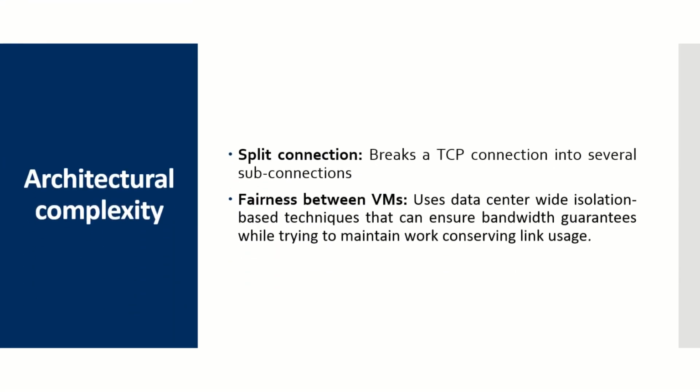With split connection, using a TCP proxy, the split connection approach separates the TCP connection into several subconnections. With fairness between virtual machines, this method uses data center-wide isolation-based techniques which can enforce bandwidth guarantees while trying to maintain work-conserving link usage.